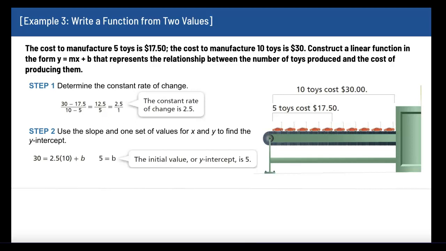So 30 equals 2.5 times 10 plus b. 2.5 times 10 is 25, and so essentially we're asking what plus 25 equals 30. So that is how you can see that they came up with the initial value or y-intercept of 5. That means that even if they make 0 toys, the cost to manufacture, the cost to have the lights on, is $5 in this situation. So the function that models the relationship is y equals 2.5x, because 2.5 is our unit rate or our slope, plus 5, which is our initial value.